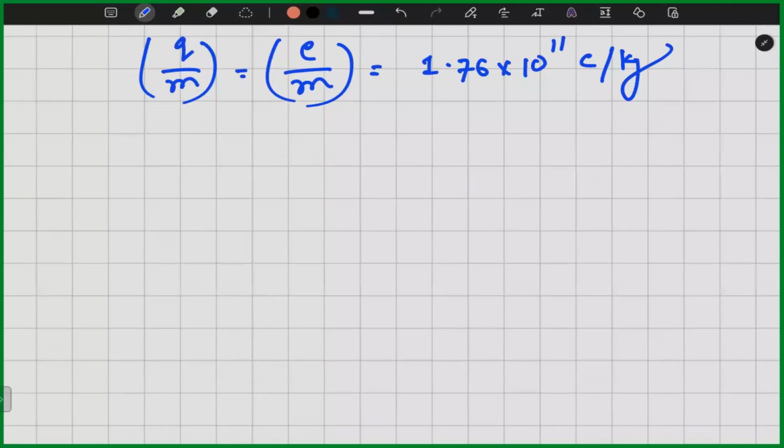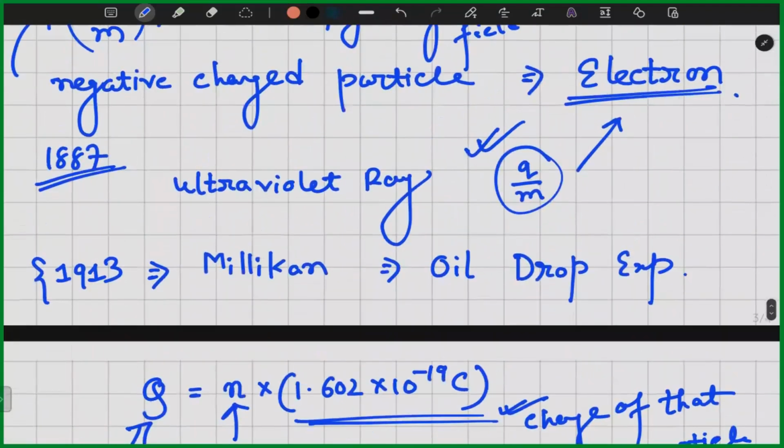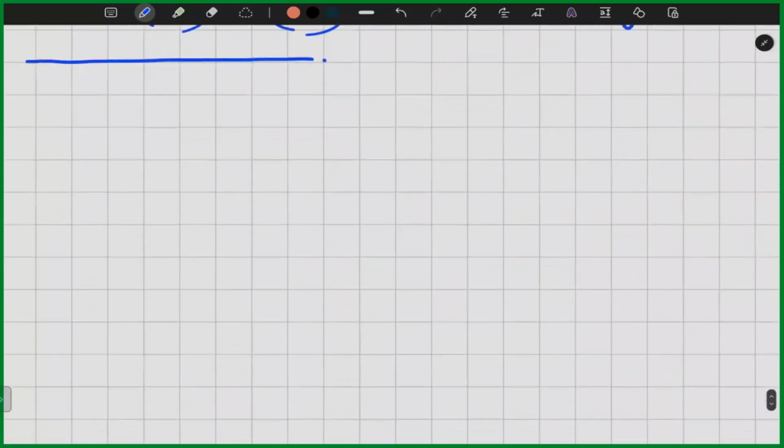Now we'll discuss the procedure of electron emission. We said that some contemporary research was also occurring, the ultraviolet ray radiation experiment. So not only through the cathode ray but also through some other experiment, the presence of electrons was identified. So we'll study that.